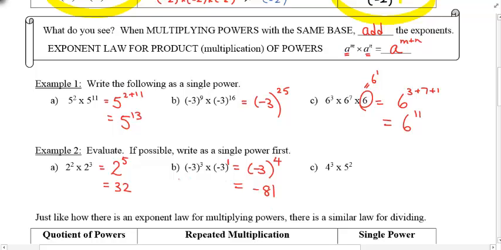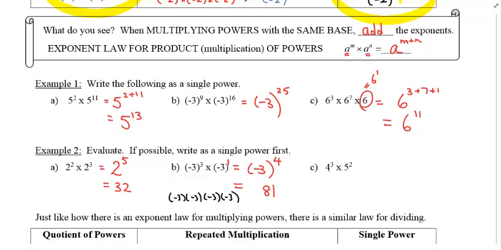Wrong. Remember, this is negative 3, negative 3, negative 3, negative 3. I have an even number of negative signs. That's right. This is not negative 81. It's just positive or regular 81. Cool. Don't get tricked. Part C, 4 cubed times 5 squared.